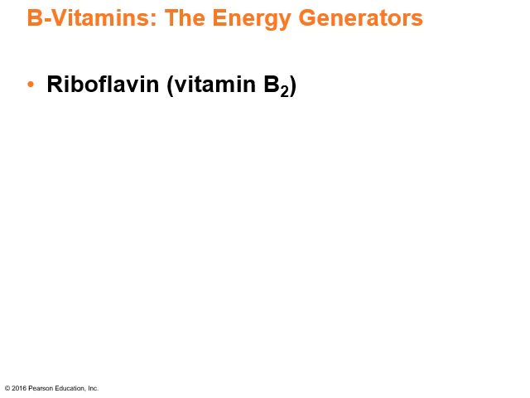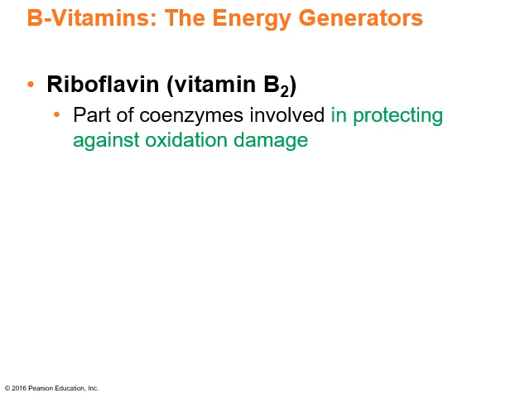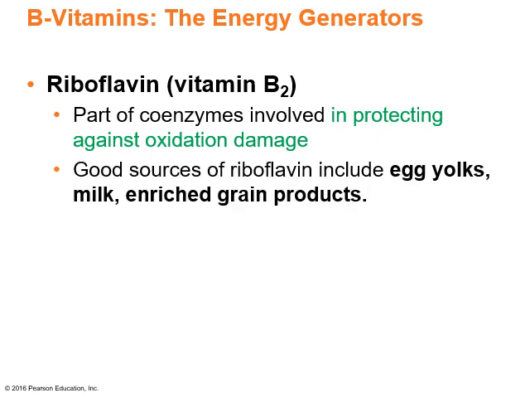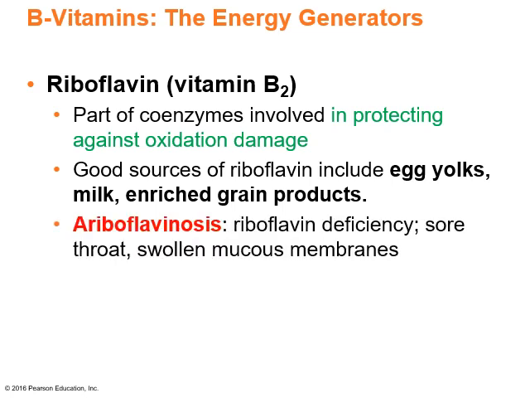B2, or riboflavin. It's a part of a coenzyme involved in protecting against oxidation damage. Good sources for this include egg yolks, milk, and some enriched grain products. Ariboflavinosis, a riboflavin deficiency disease, leads to sore throat, swollen mucous membranes.